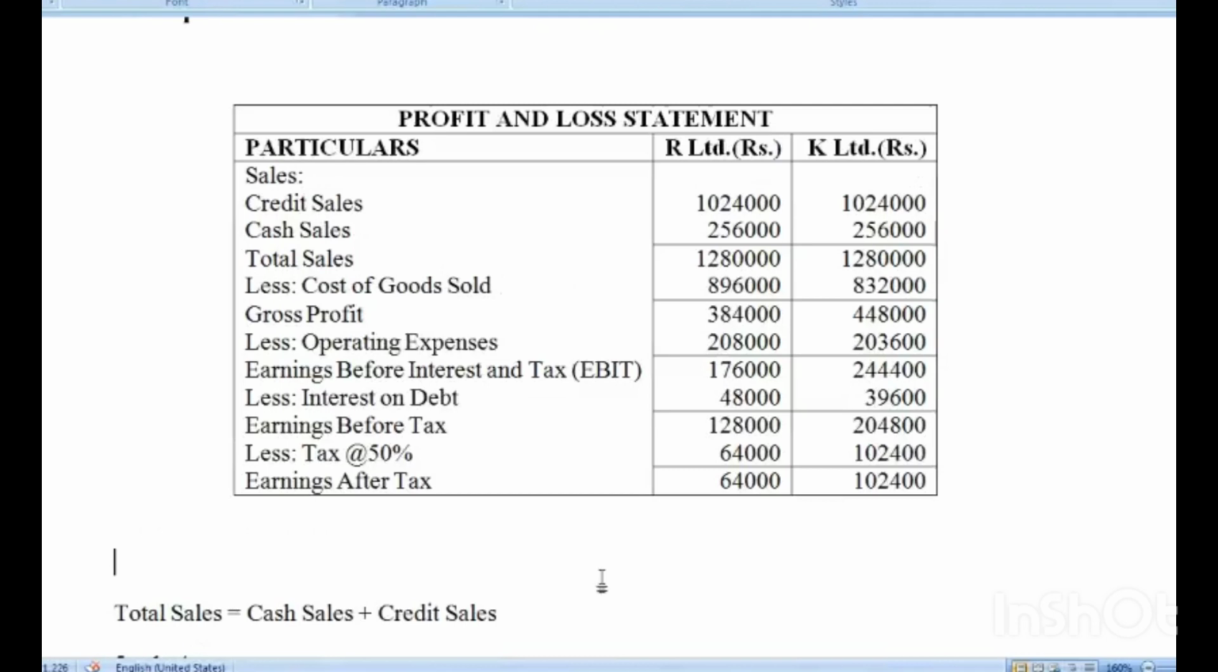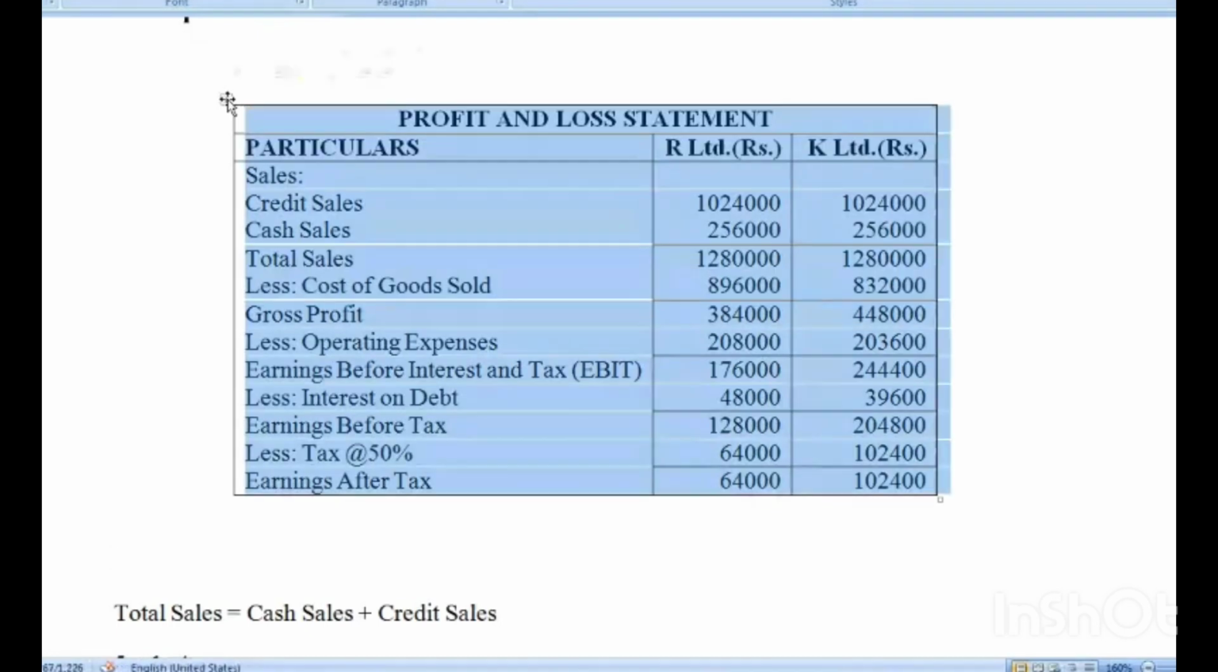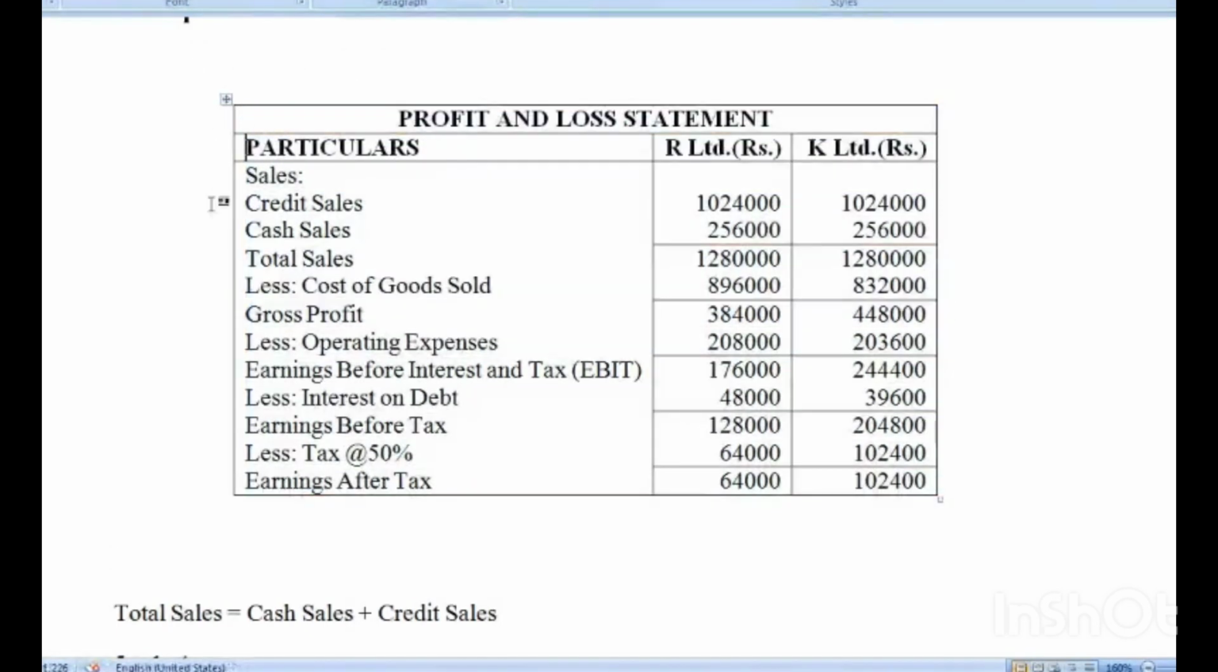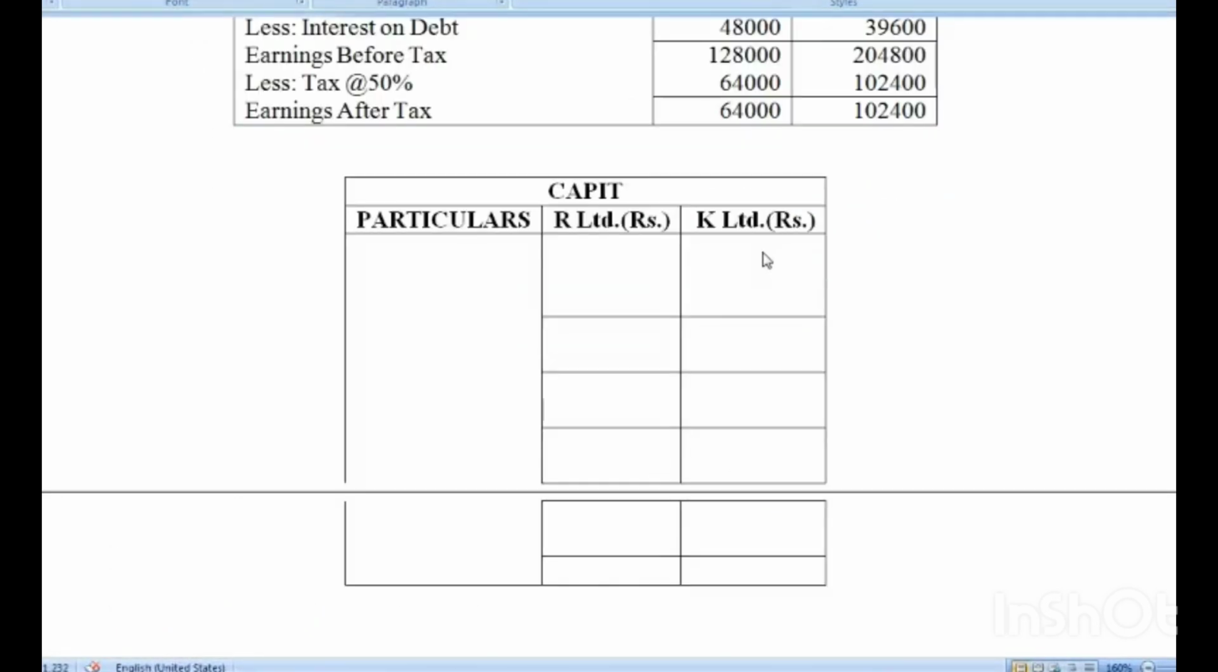Then after that you need to prepare one more statement, that is the capital structure, the calculation of capital employed. Okay, the same kind of table we prepare. So, capital structure.